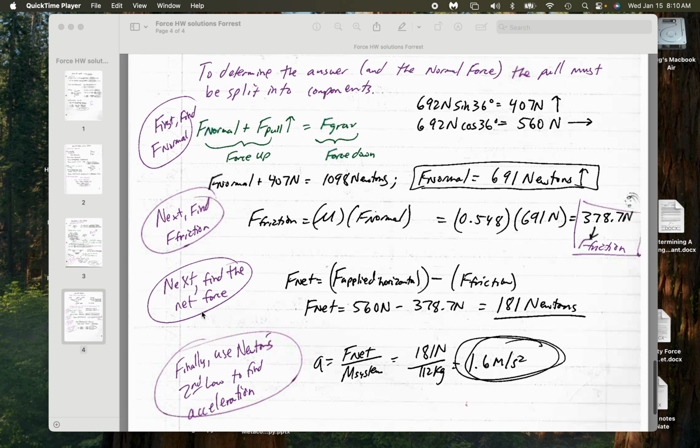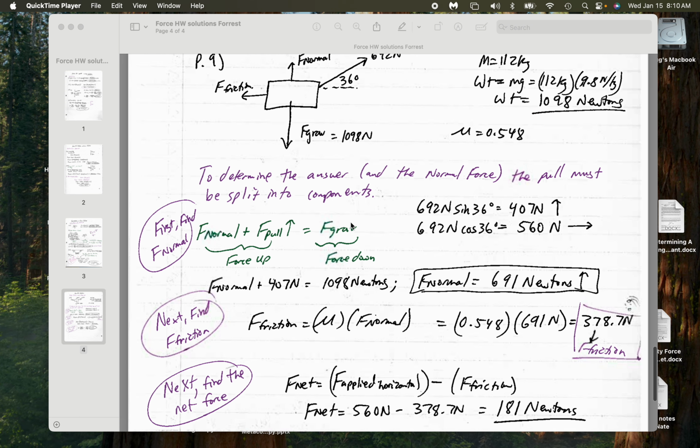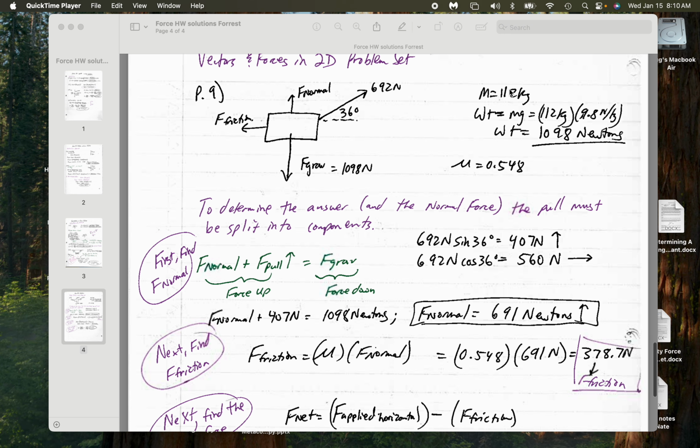And I showed over here in these circled parts kind of my order of doing things. I was given the mass, I could figure out the weight from that, and I was given the coefficient of friction. So to determine the answer, I need to split this into components. And then I know that, so 692 sine of 36 degrees is 407 newtons up, 692 cosine of 36 degrees is 560 newtons over.